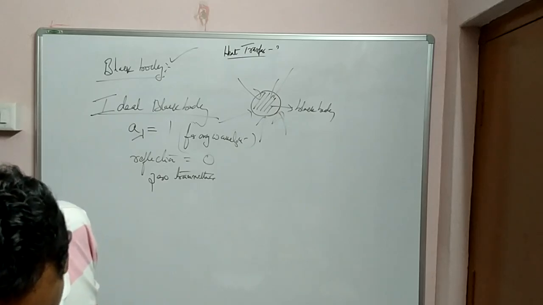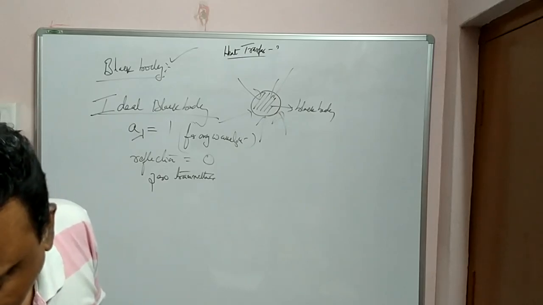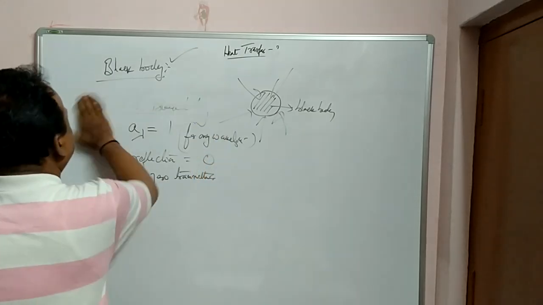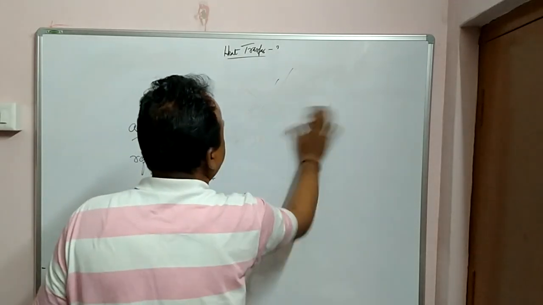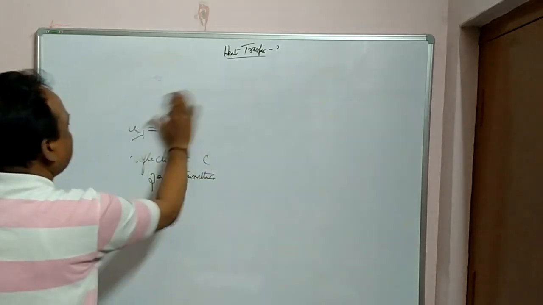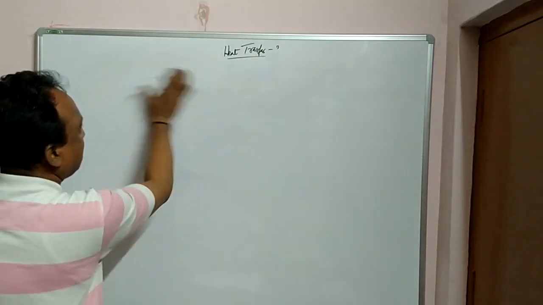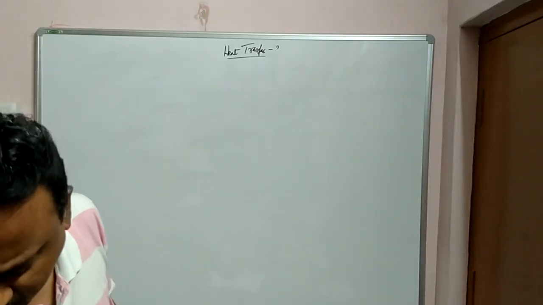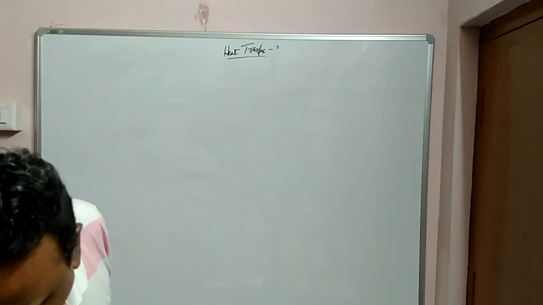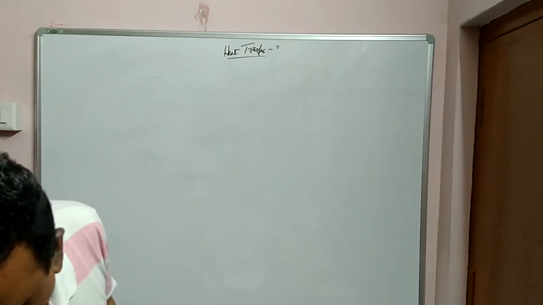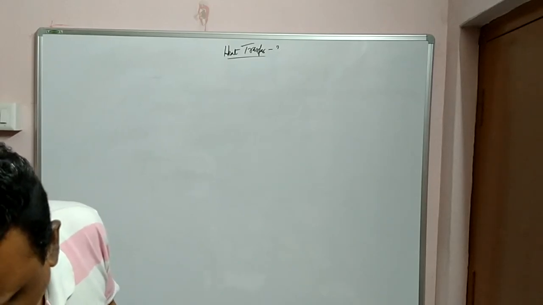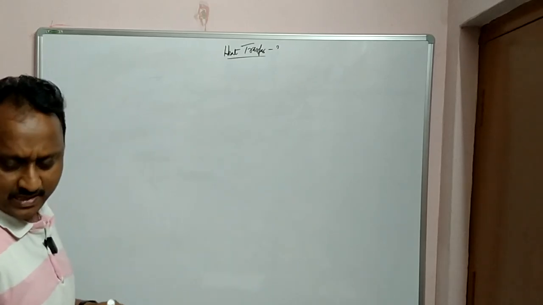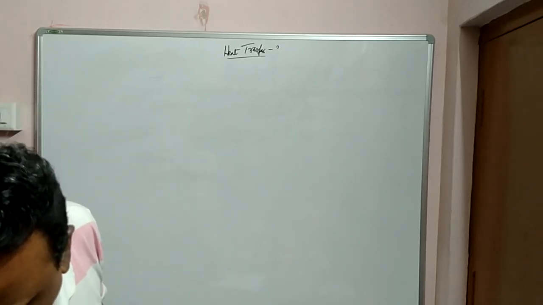Okay, now let us go for the lamp black body. Let us see what a lamp black body is. Next one, what is a lamp black? Before going to the lamp black body, one more point is left over. Okay, we'll do it later. Let us first explain what lamp black is.